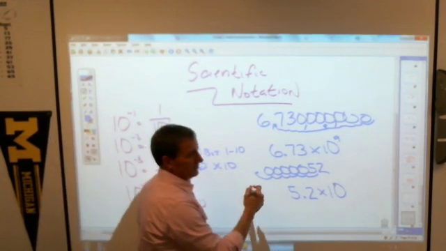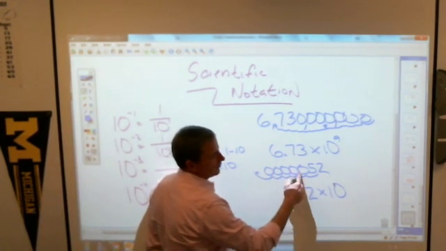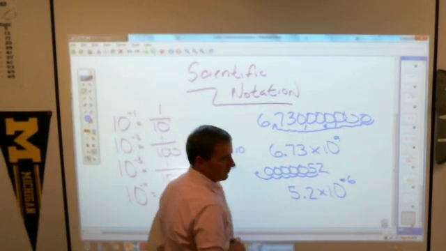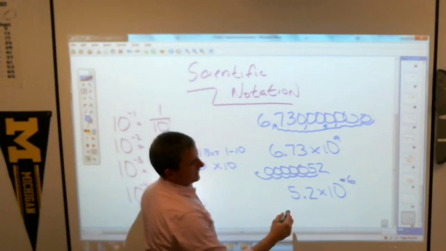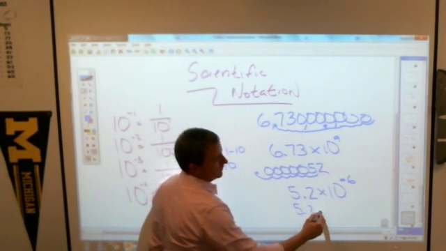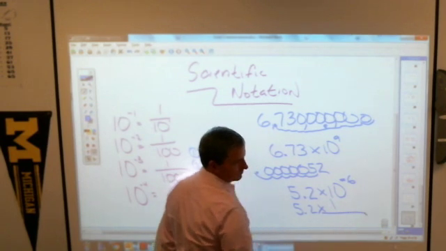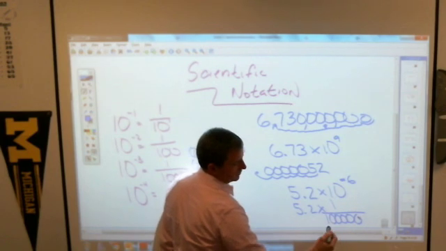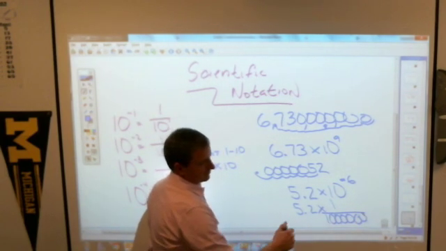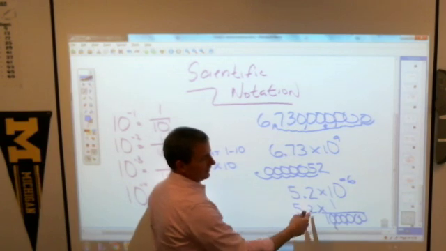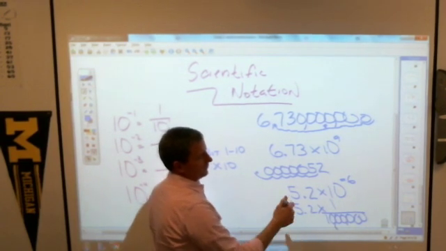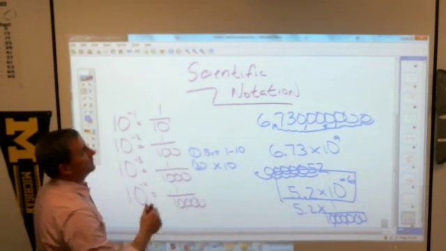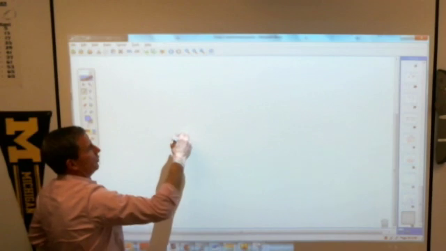But the rule is just, you count decimal places again. 1, 2, 3, 4, 5, 6. But you put a negative up there. It's 10 to the negative 6th power. Because you are taking 5.2 times 1 over 1 with 6 zeros after it. You don't have to do this, but that's just what you're doing. And if you did that, you would just move the decimal back to there. So this is scientific notation for smaller numbers. Yay? Yay.